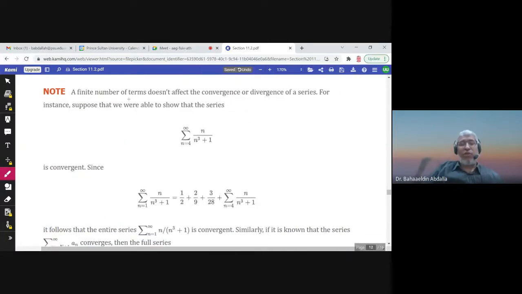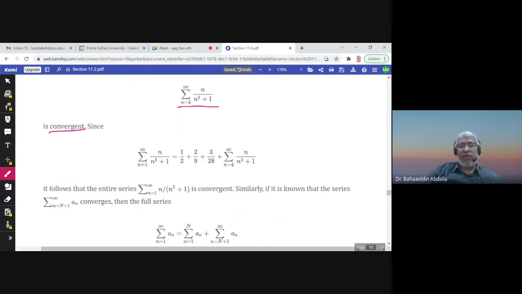This is an important note. A finite number of terms doesn't affect the convergence or divergence of a series. For example, if we are able to show that this series, where n starts from 4, is convergent, then the same series, when n starts from 1, would also be convergent, because it would be from 1 to 3 plus from 4 to infinity. So from 1 to 3, just 3 terms. If you add 3 terms to a convergent series, it would also be convergent. It will not go to infinity.